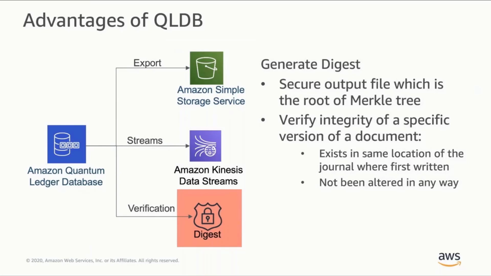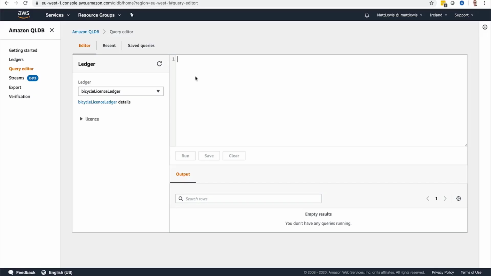So to try and bring this to life, we built a demo bicycle license application. This helps to give an overview of the basic workings of QLDB, covering the journal, the current state and indexed history, and cryptographic verification. Let's start with the first demo showing some basic functionality of QLDB.